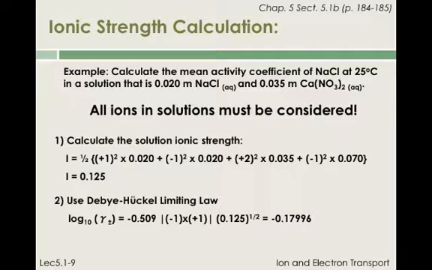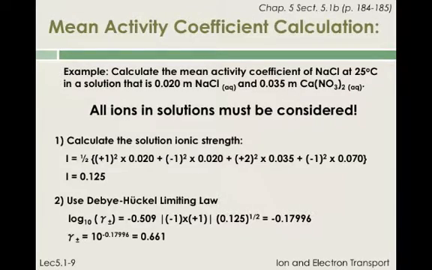The last step of this calculation requires you to calculate gamma plus minus from log base 10 of gamma plus minus. To do this, simply calculate 10 to the power minus 0.17996, and you obtain gamma plus minus equals 0.661. As usual, remember that mean activity coefficients are always less than 1.